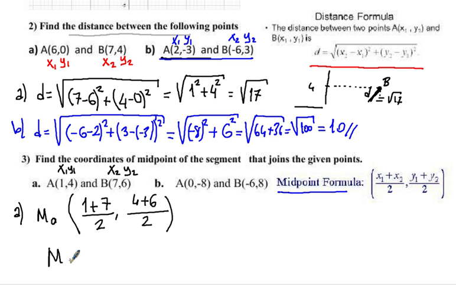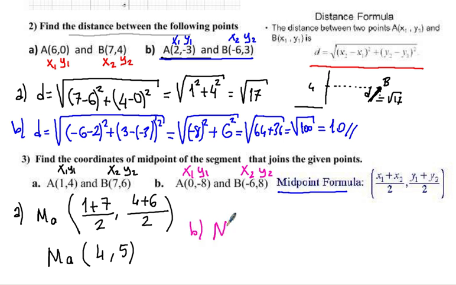So MA is what, guys? It's 4 and 5. 1 plus 7 over 2, which is 8 over 2, which is 4. 4 plus 6 over 2, 10 over 2, which is 5. So 4, 5, x and y values of the midpoint 4, 5. What about the B1? Let's solve the B1. So here we have x1, y1 and x2, y2.